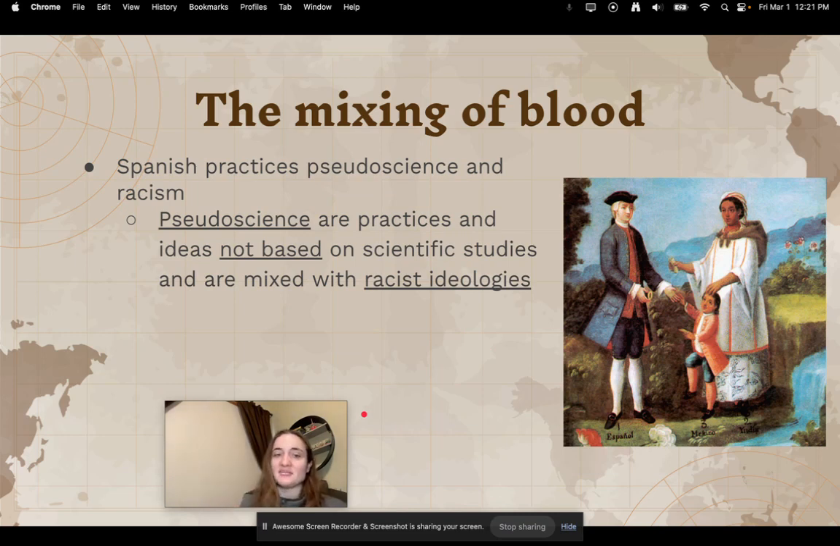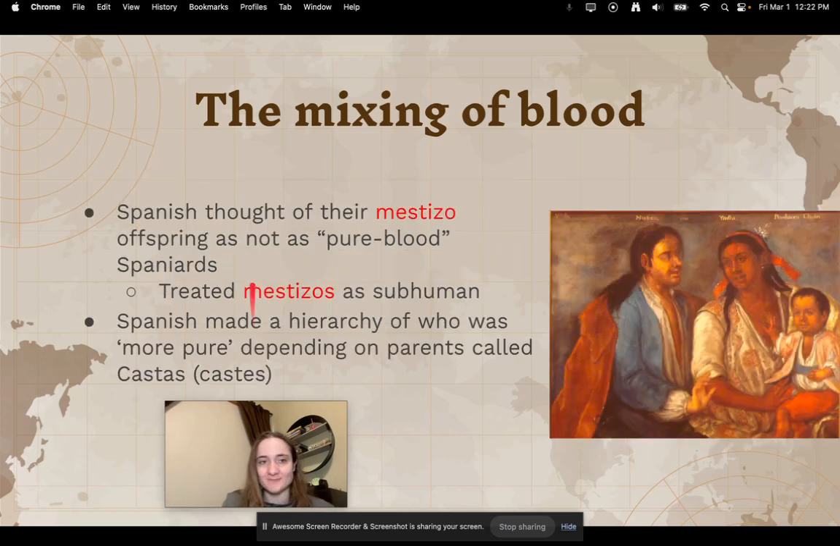So during this time period, the Spanish practiced pseudoscience and racism. Now, some of you are probably like, I've never heard of pseudoscience before. So here's kind of the overall definition of pseudoscience. So pseudoscience are practices and ideas not based on scientific studies and are mixed with racist ideologies. So the Spanish thought of their mestizos offsprings as not as pure blood, okay? So they treated mestizos as subhuman. And the Spanish even went so far as to make a hierarchy of who was more pure, depending on their parents. And this hierarchy would be called castas, which literally translates to castes.